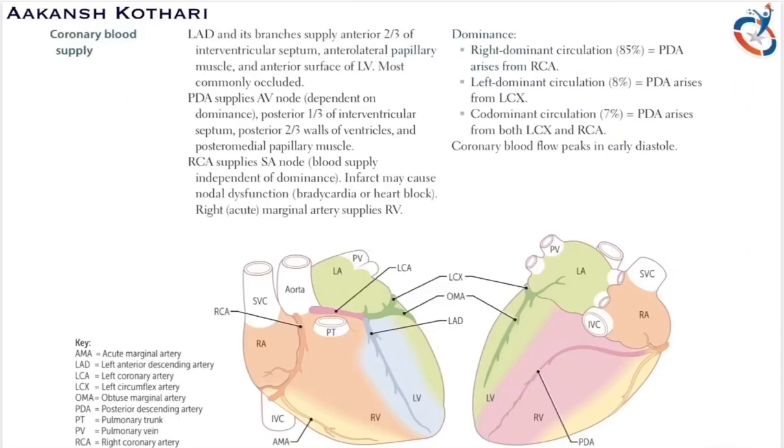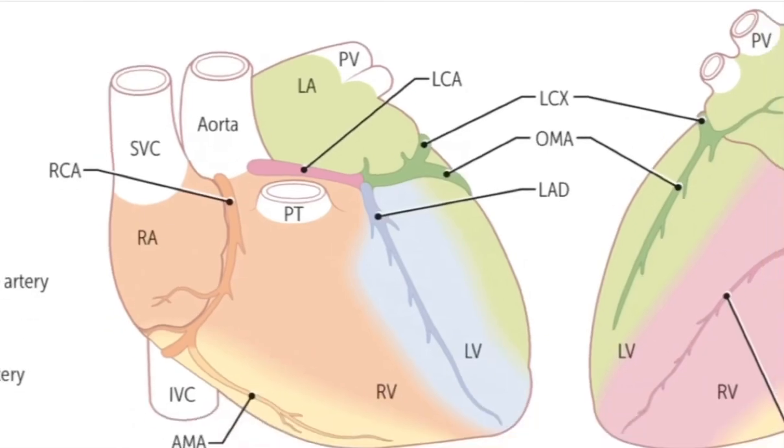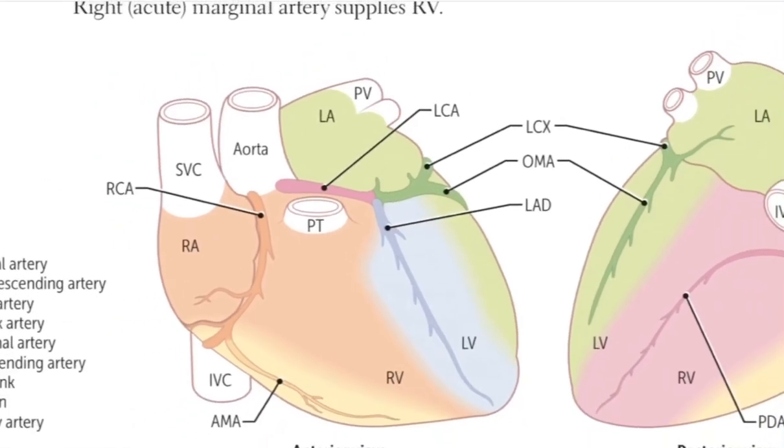Now let's talk about the coronary blood supply. This is one of the most important sections of cardiovascular anatomy. In this, let's start with the coronary sinus. Let me just zoom into this diagram. From the coronary sinus, there are two kinds of blood vessels that arise. One is the left coronary artery, which comes on the left side, and the other one is the right coronary artery.